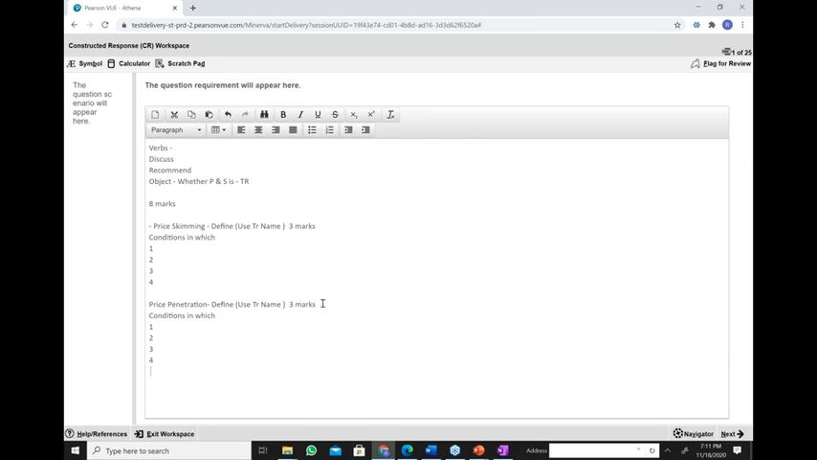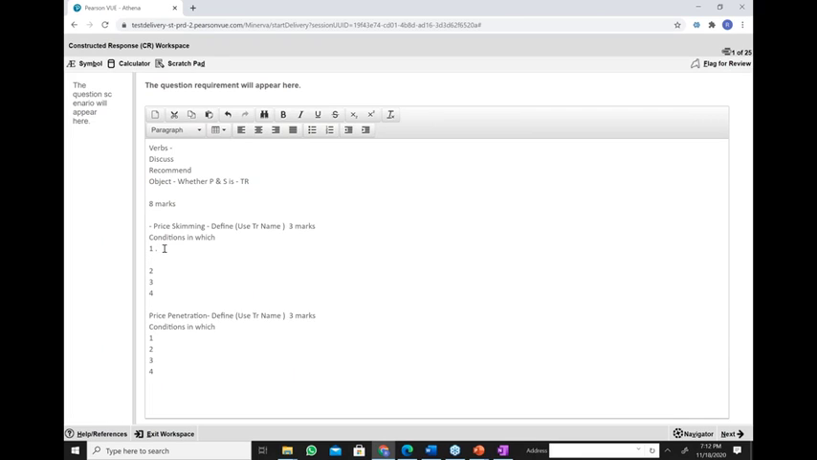How to write conditions? It's very simple. You can write here: it is used when the product life cycle is short. Second, when the demand is elastic. This is how you can write condition. Simple. Okay. Great. Understanding my point, guys?